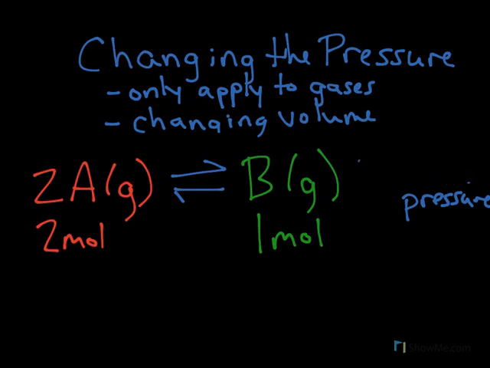But if I decrease the pressure, that's going to favor the side with more moles, because more moles of gaseous particles will offset a decrease in pressure. So a decrease in pressure will favor the reverse reaction.